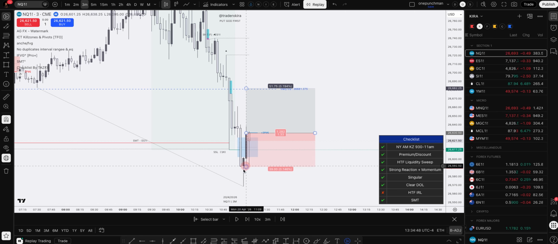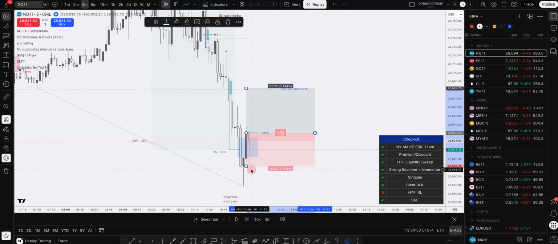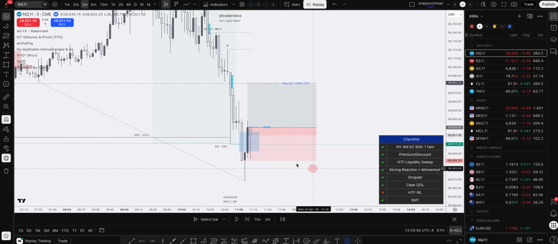So it's about right here. Actually, I had it right here. I think I had it set to 38.25. I thought I had the wick here, but I didn't. So it was at 38.25, and this was my soft stop loss.